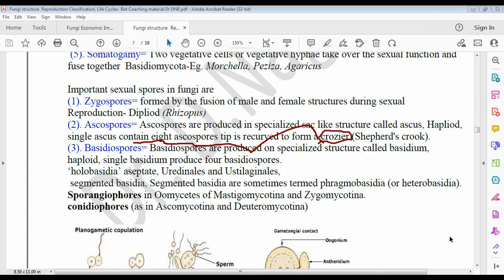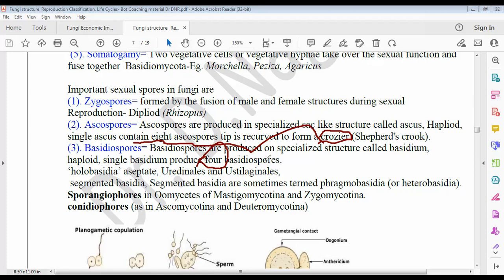And then basidiospores. They form on a special basidium, a button-shaped structure. From each basidium, how many basidiospores are present? This question is also raised. Four. Four basidiospores. Eight ascospores, four basidiospores. You should remember. Yes, from each basidium, four basidiospores. The question is raised: from each basidium, how many basidiospores are formed? Two, four, eight. Like that, they ask. From each ascus, how many ascospores are forming? Two, four, eight, sixteen. Eight. These two are very, very important.